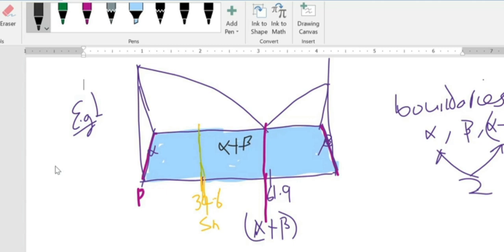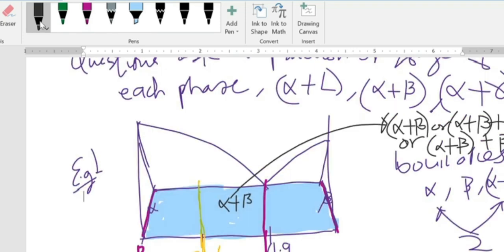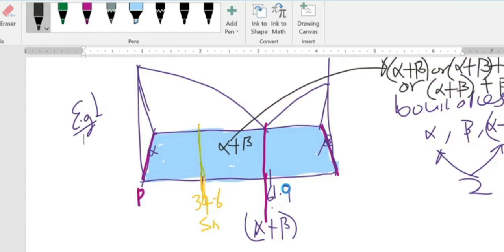Alpha plus beta. But we have different types of alpha plus beta. In this case, only at this point do we have alpha plus beta at 61.9. When we are to the left of 61.9, it means we are going to have alpha plus beta. When we are to the right of 61.9, it means we are going to have alpha plus beta plus what? Beta. So these are the only three combinations we can have of this alpha plus beta blue region.